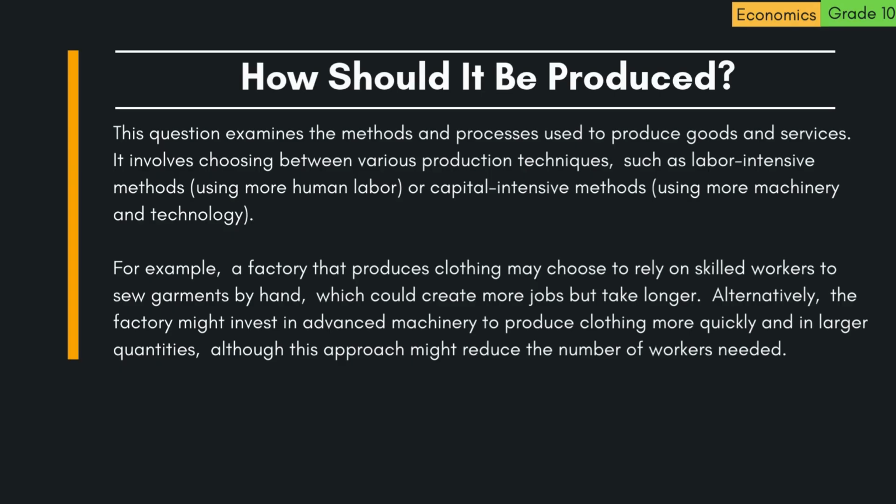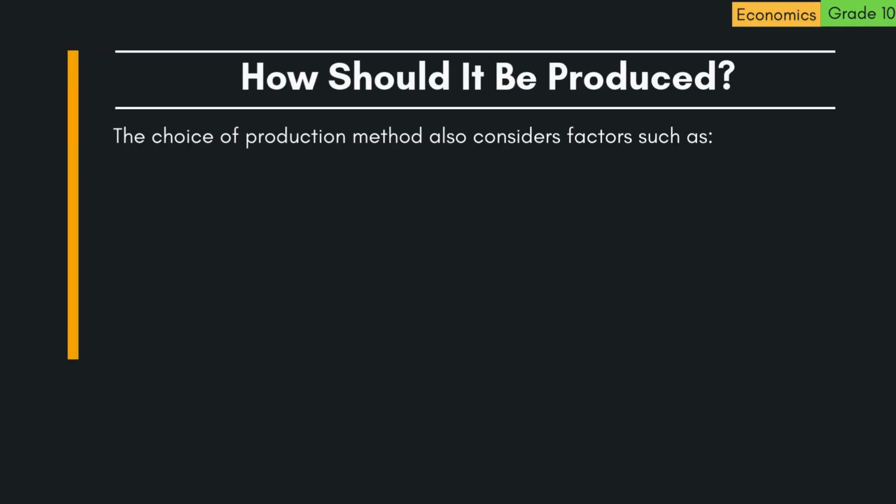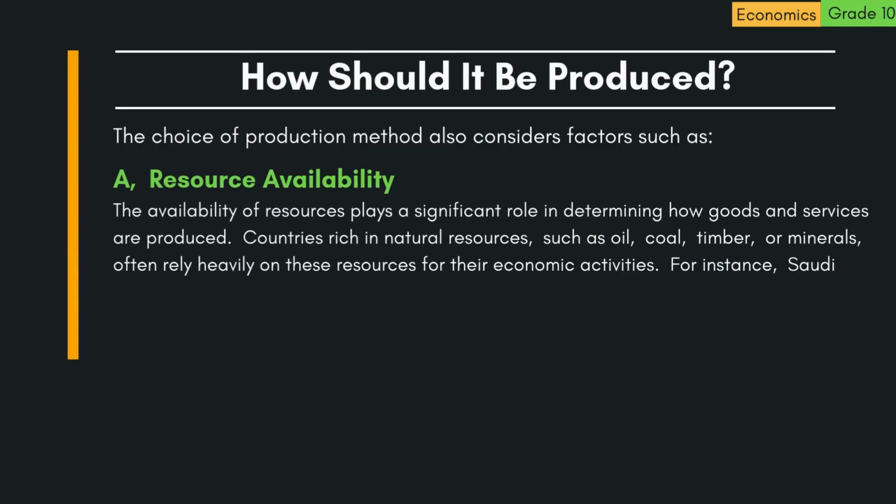Alternatively, the factory might invest in advanced machinery to produce clothing more quickly and in larger quantities, although this approach might reduce the number of workers needed. The choice of production method also considers factors such as A. Resource availability. The availability of resources plays a significant role in determining how goods and services are produced.